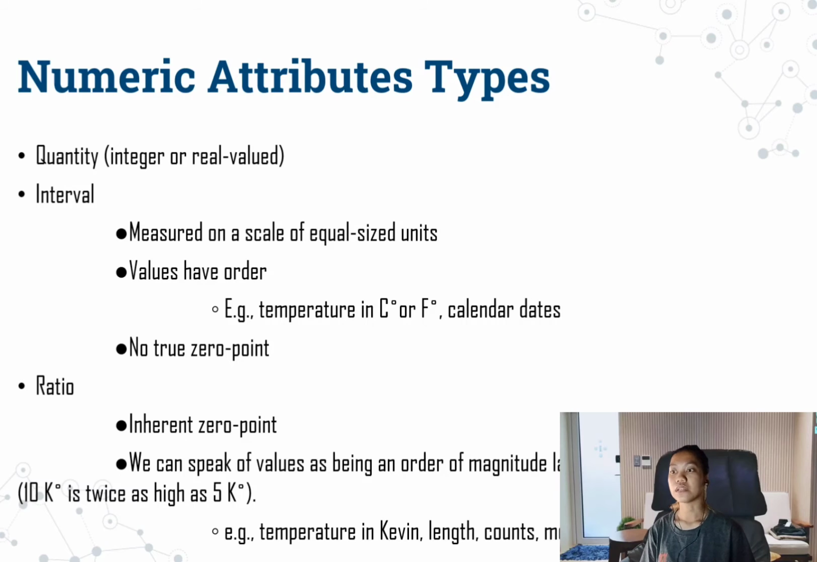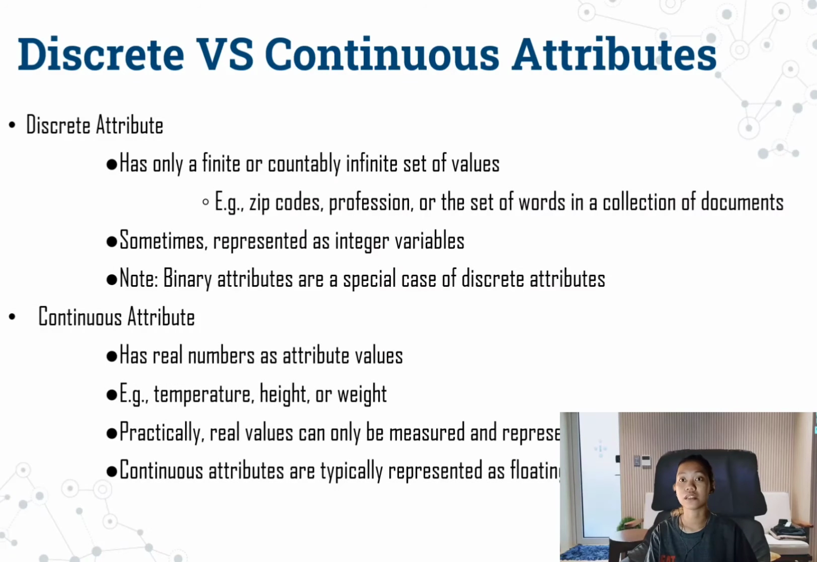Discrete versus continuous attributes. A discrete attribute has only a finite or countably infinite set of values. Examples: zip codes, profession, or the set of words in a collection of documents. It is sometimes represented as integer variables. Note that binary attributes are a special case of discrete attributes.